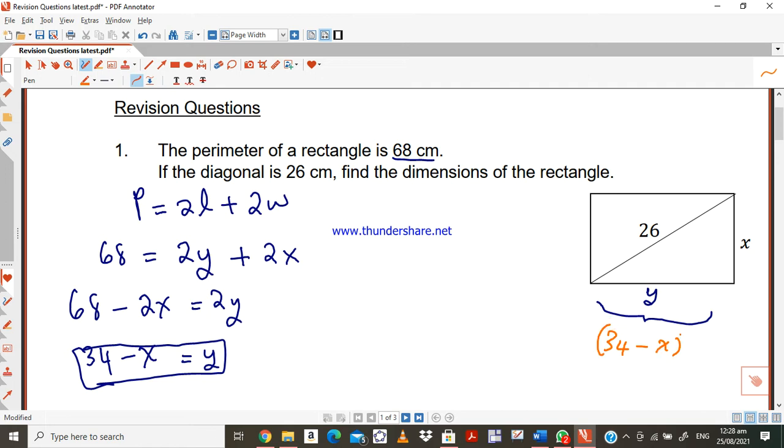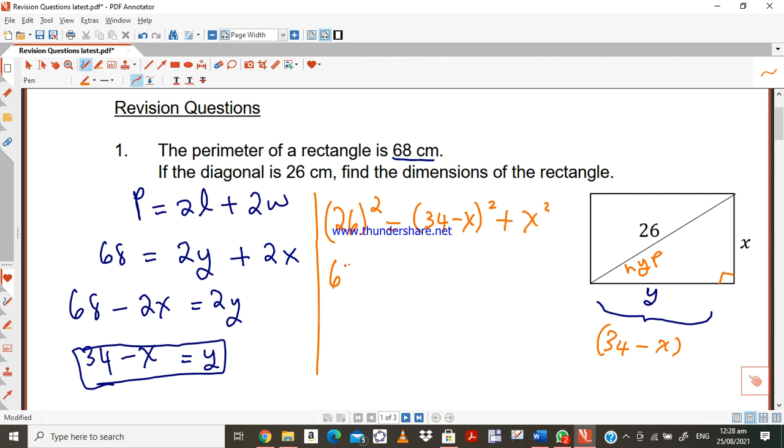So we know that is what the distance is, and you know this is a right angle triangle, and 26 is the hypotenuse. And if 26 is the hypotenuse, then that is going to be the longest side. Right, so we can therefore work with Pythagoras' theorem, which says that 26 squared should equal the 34 minus x all squared plus x squared. So this equation is going to allow us to find the dimensions.